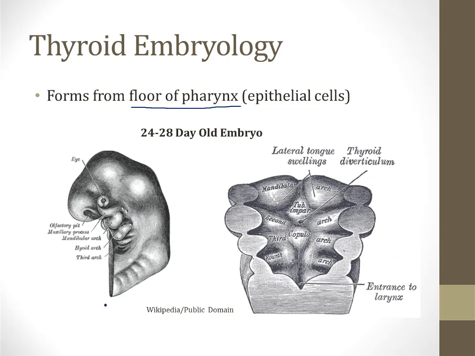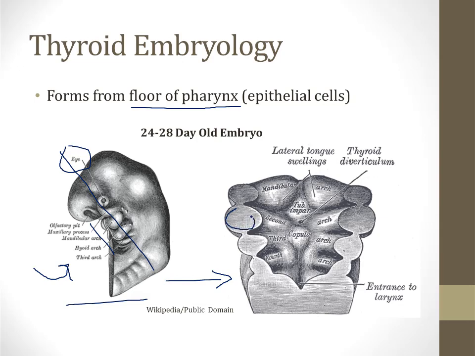If we look at the drawing on the bottom left side of the screen here, this is an illustration of a 24 to 28-day-old embryo, and there are structures here like the eye that you may recognize, and in the middle of the embryo there are these bumps, and those are called the pharyngeal arches. If we were to dissect this fetus and look down on it in this direction, we would see something like this picture on the right side of the screen.